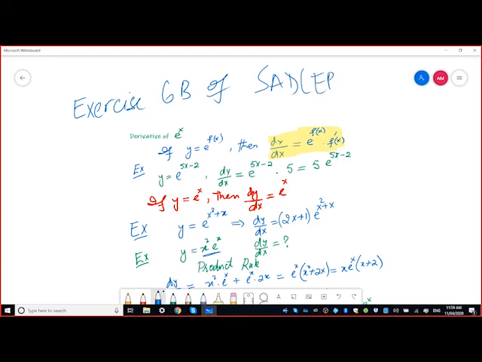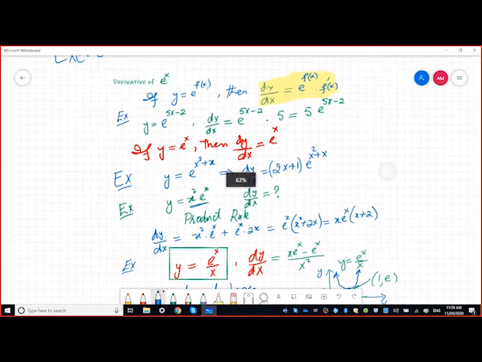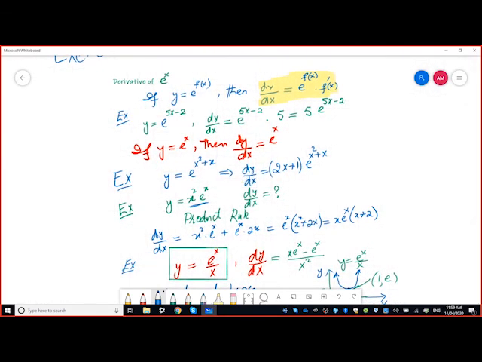Okay, so this is the exercise 6B of Sadler, where we found how to do the derivative of e to the x. This is the formula which we saw, and I just put it inside a box. So this was our formula, and maybe we can even highlight it. This is the first thing which we learned.